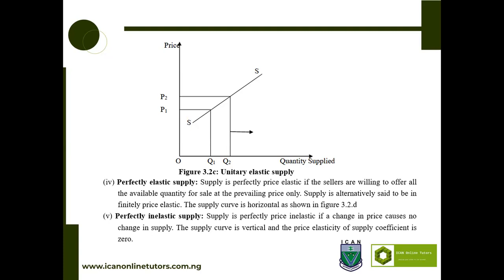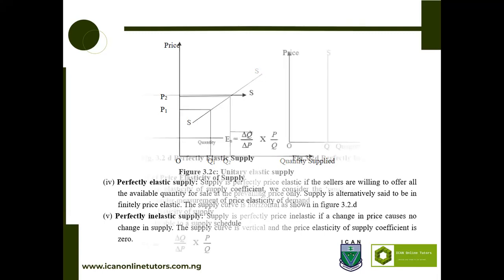And lastly, we have perfectly inelastic supply. So supply is perfectly price inelastic if a change in price causes no change in supply. The change in price will not have any effect on change in supply. So the supply curve is vertical, and the price elasticity of supply coefficient is 0.